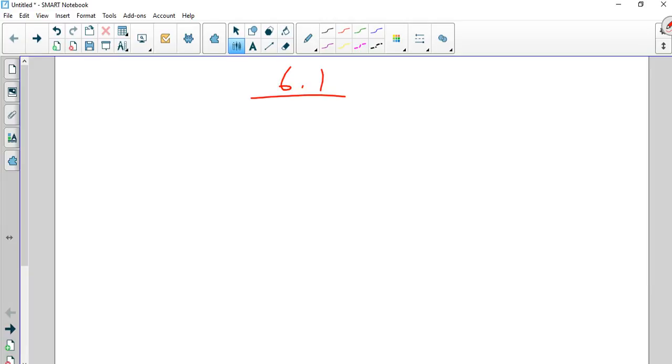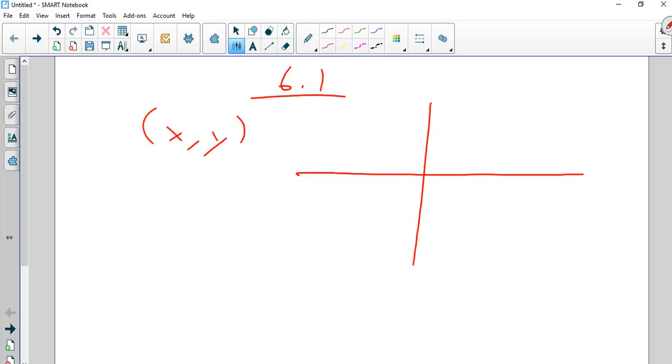1.6.1, just some basic ideas about what you're going to be dealing with in this section. So first off, you deal with a lot of graphing. And graphing takes place on what's called the coordinate grid. And this is your x-axis, this is your y-axis. And we always go in alphabetical order, x then y, when we're graphing.